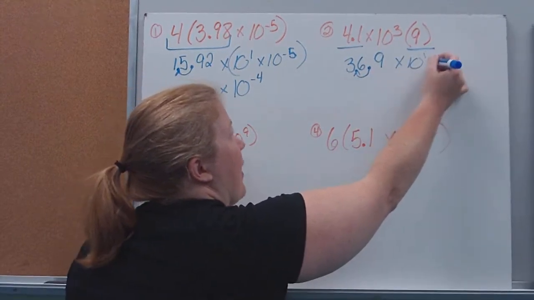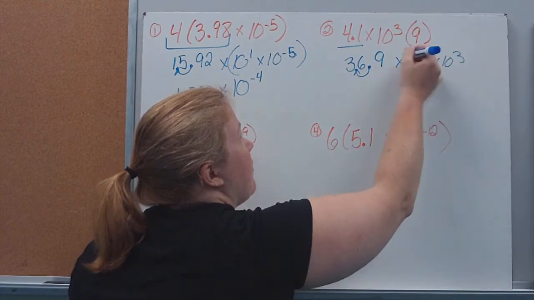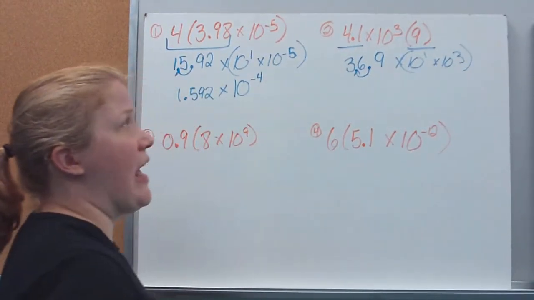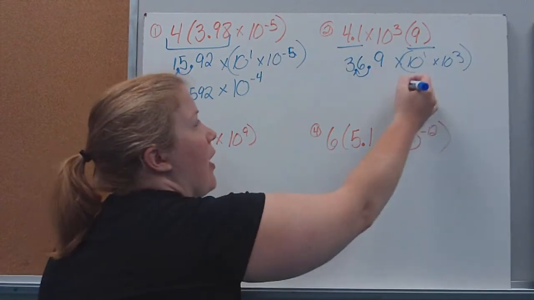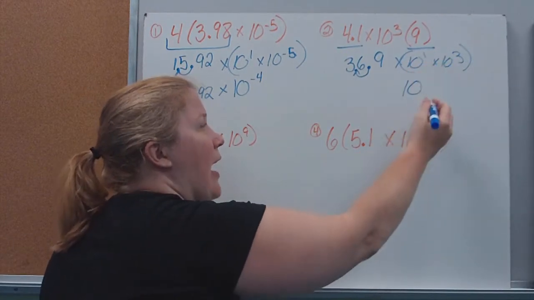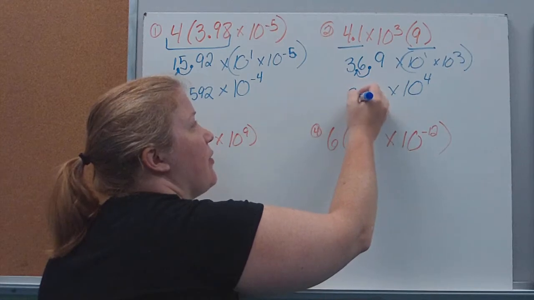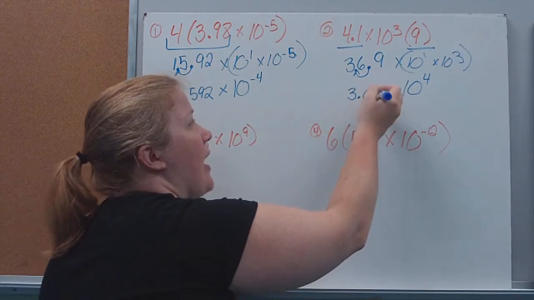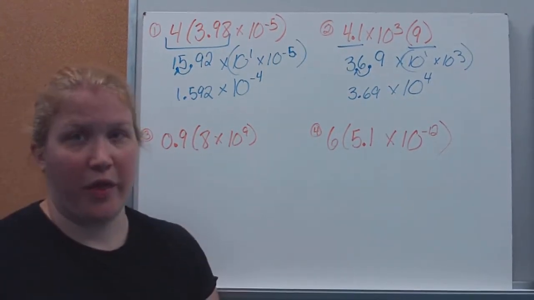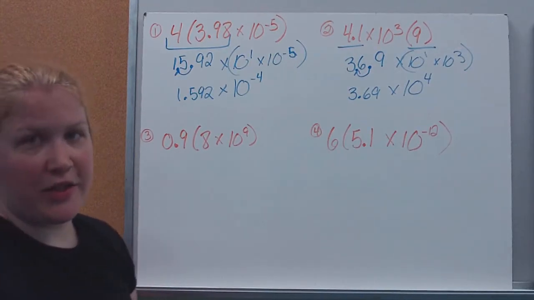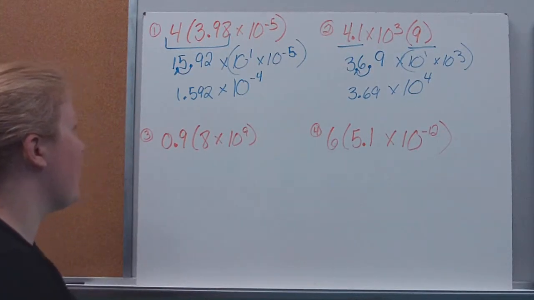Now I'm going to take my other power of 10, and I'm going to multiply my 2 powers of 10 together. Again, remember, my base is 10. That stays the same. I add my exponents. 3 plus 1 is 4. So it's 3.69 times 10 to the fourth, keeping our answer in scientific notation.